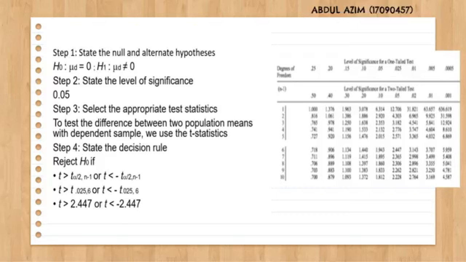The second step is to state the level of significance, which is 0.05. We will get the info from the question. Next step is to select the appropriate test statistic, which is the t-statistic. And step 4 is to state the decision rule. We use the t-table and we will get 2.447, and we will reject the null hypothesis if t is greater than 2.447 or t less than negative 2.447.